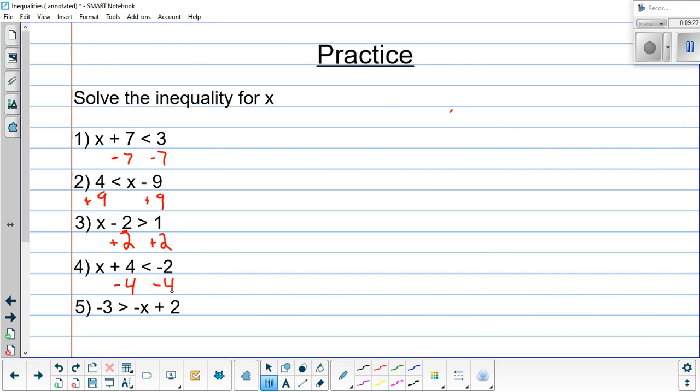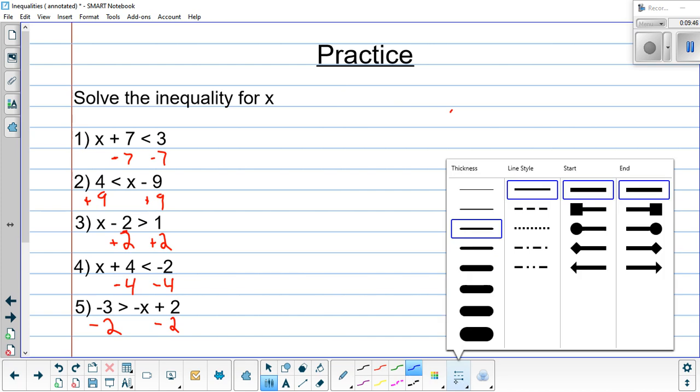And lastly, we have negative 3 is minus x plus 2. Well, let's just keep that x there. I'm going to use this at the very end to show you a trick. Let's keep our x there even though it's negative. What's the opposite of plus 2? Minus 2. And so we get negative 2 on our left.